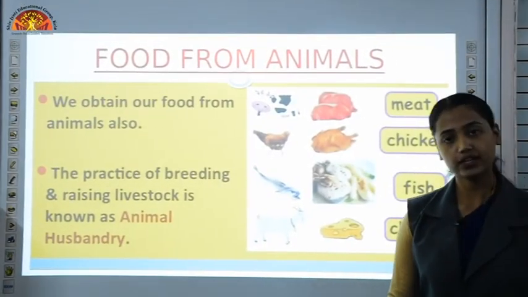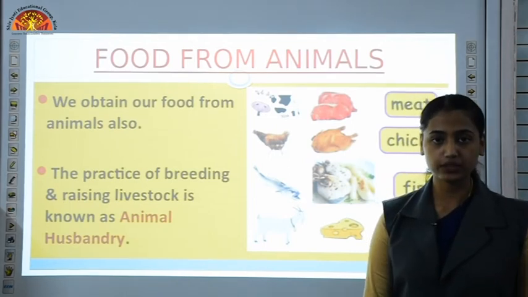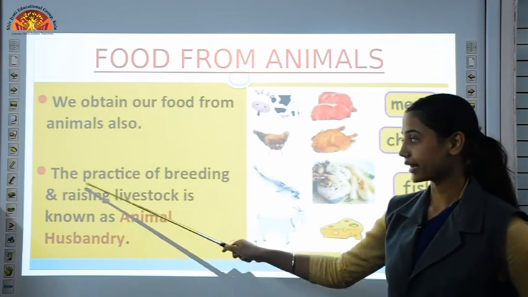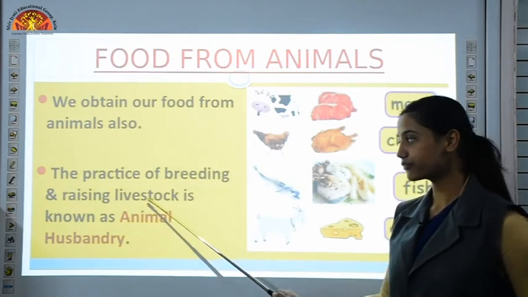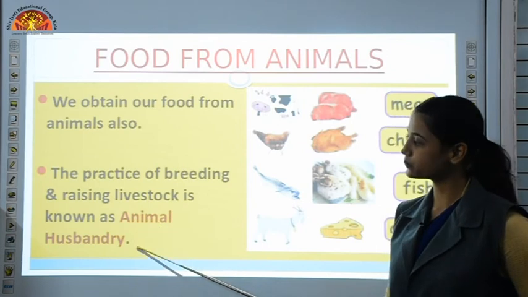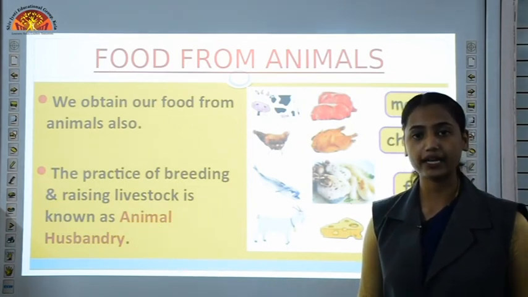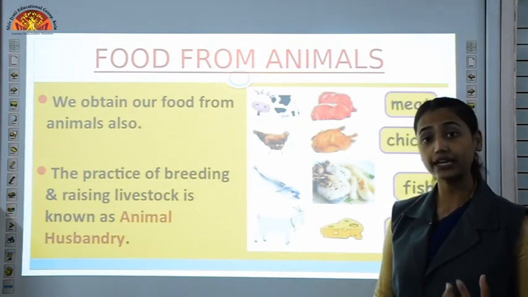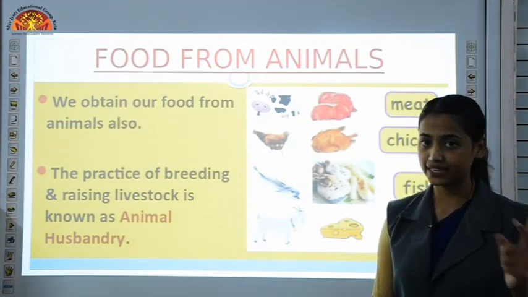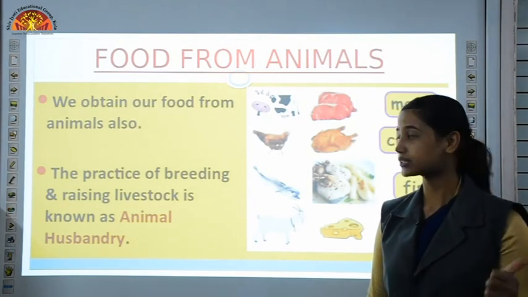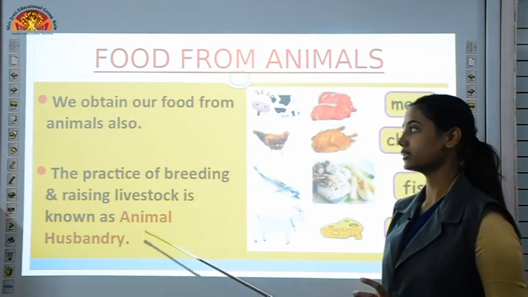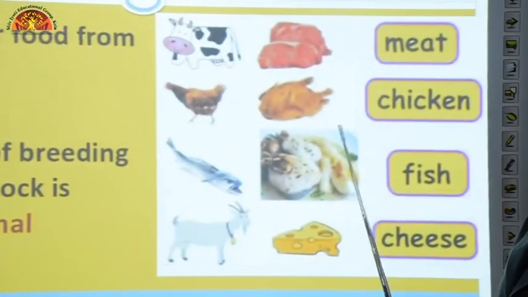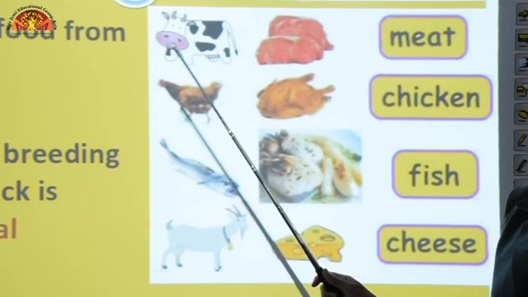Now, we all know that we do not obtain our food from plants only, we get our food from animals also. So the practice of breeding and raising livestock is known as animal husbandry. To obtain our food from animals, we need to rear them, we need to breed them, we need cross breeding of them to get improved quality of animals, like I talked about that hybrid cow, and that is known as animal husbandry.